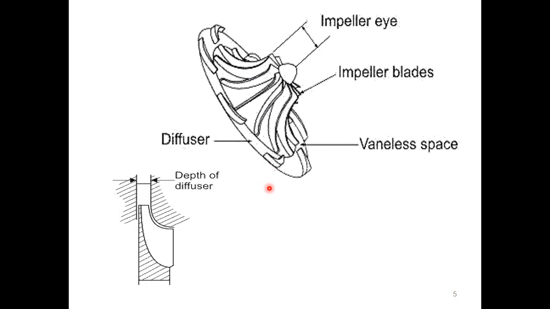Here you can see an impeller. Also you can see a diffuser which surrounds the impeller. The center portion of the impeller is called the eye. You can also see the impeller blades, how they are attached to the impeller. Also you can see a free space between the diffuser and impeller blades.